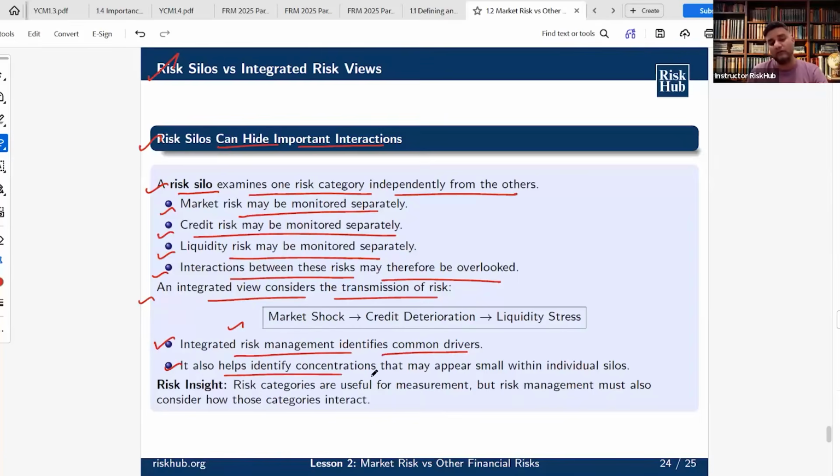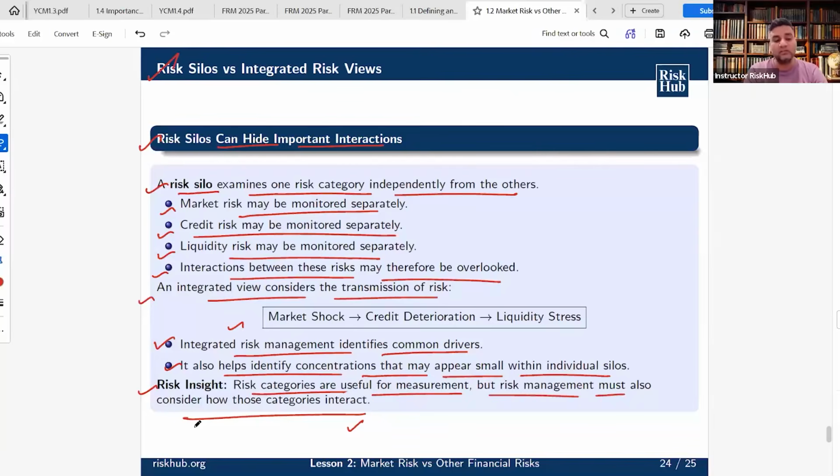It also helps identify concentration that may appear small within individual silos. Risk oversight: risk categories are useful for measurement, but risk management must also consider how these categories interact. Risk silos examine one category independently of the other. The slide lists market, credit, and liquidity risk, each monitored separately, and notes that interactions between them are then overlooked. A silo is an organizational or measurement unit that does not share information across the boundary.